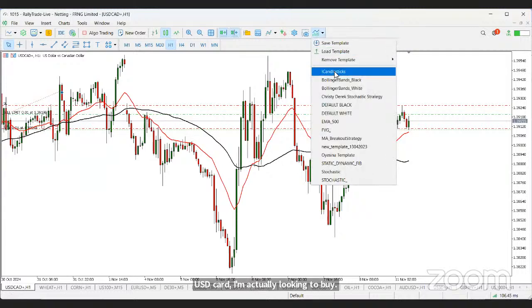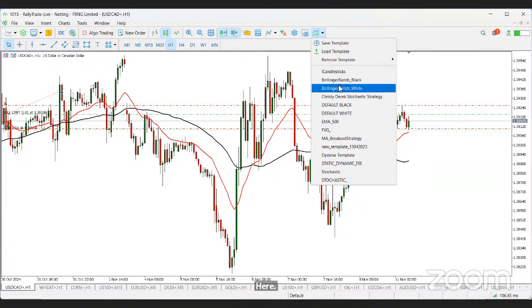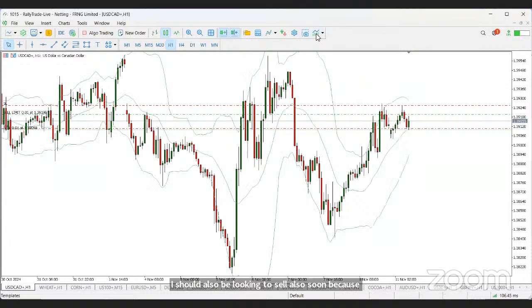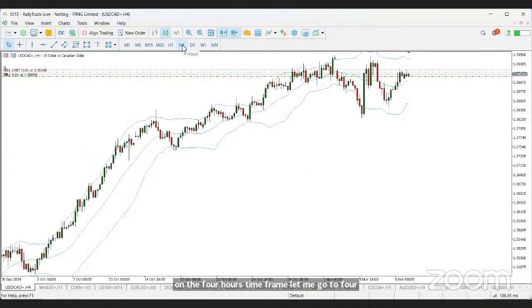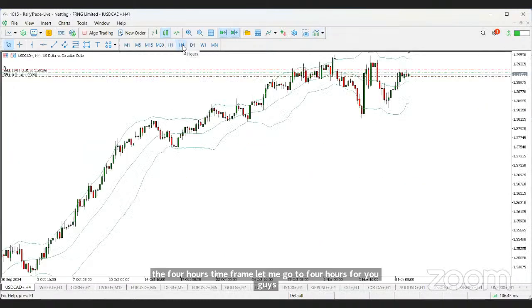But then I should also be looking to sell, because on the 4 hours time frame, let me go to 4 hours for you guys on the USD CAD front. The USD CAD had done a lot in recent time. It has moved massively to the upside.